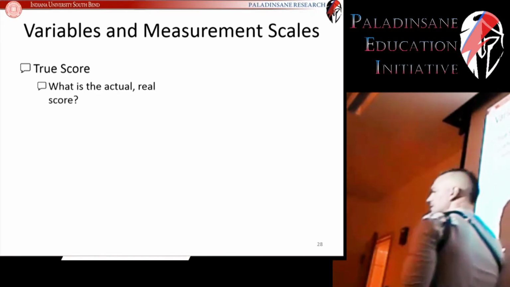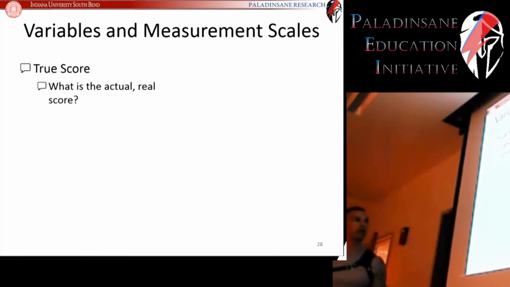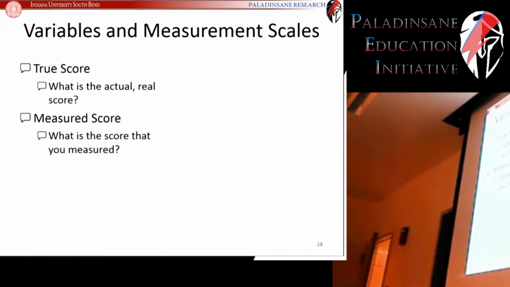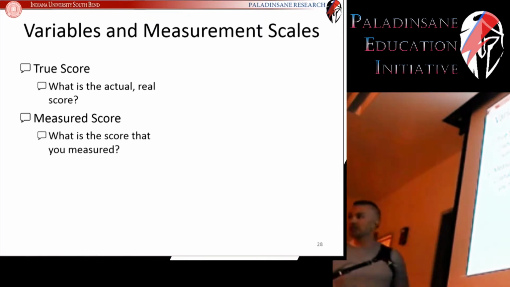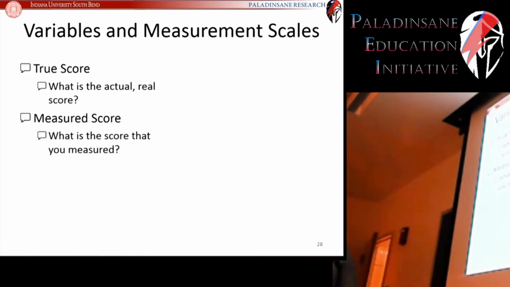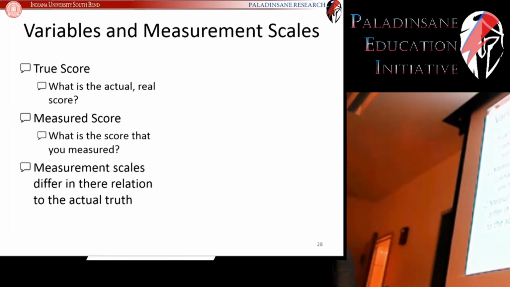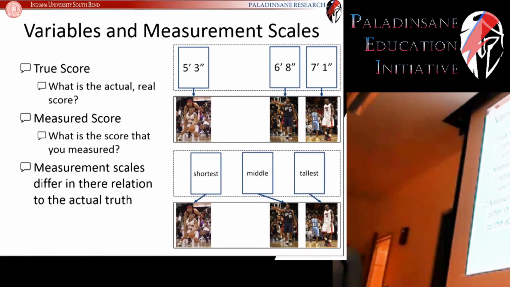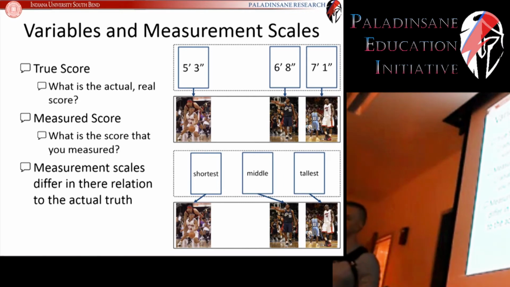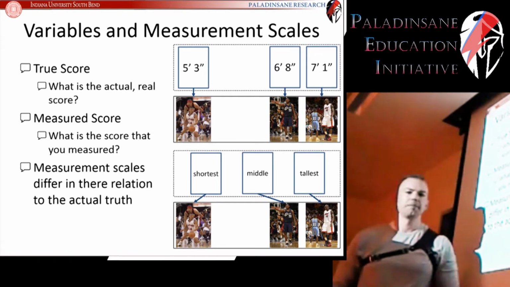What are these measurement scales, and what is this relationship between the true score, that actual real score, the concept that we're measuring, versus the measured score, the score that we actually have access to, the score that our scale tells us about? And what is the relation between your measurement scales and the actual truth? So whether it's this parallel structure here, or whether it's this skewed non-parallel structure here, that is the essence of what we're looking at today.